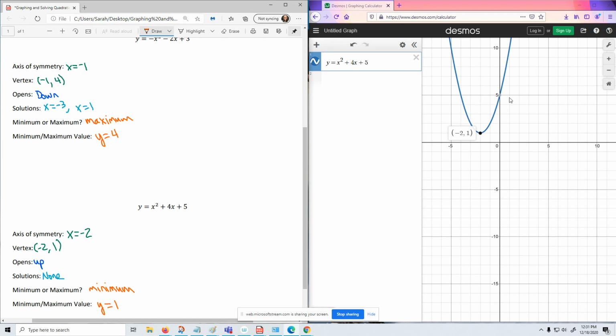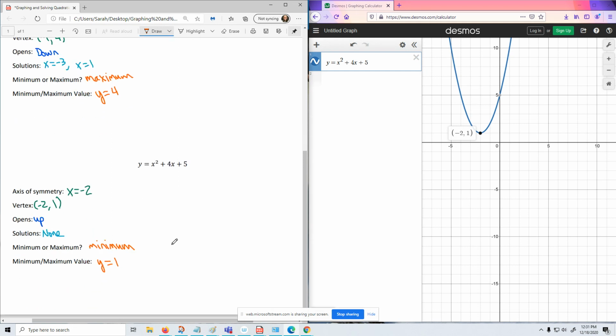Notice this other point here is highlighted. That's a y-intercept, which we care about for linear equations, but for quadratics, we usually don't get too concerned with those. So we're going to ignore y-intercepts for now. That is it for today for graphing with Desmos and finding key characteristics of your graph.